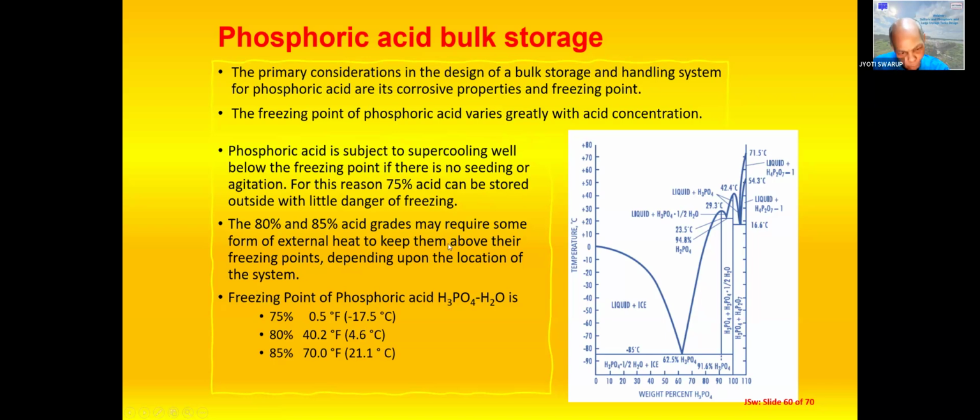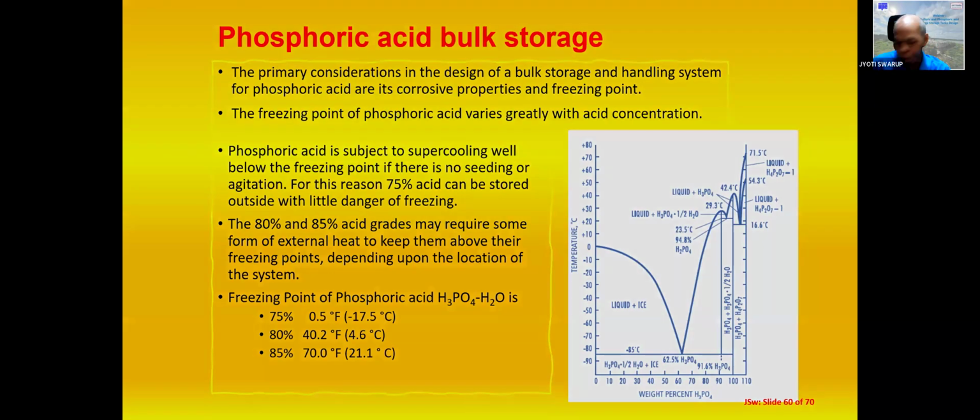80 to 85% acid may require some form of heat to keep them above their freezing point, depending on location or system. So freezing point is an important criterion, and depending on the concentration that you are designing for, we have to look at the material selection and the heating of the tanks if so required.